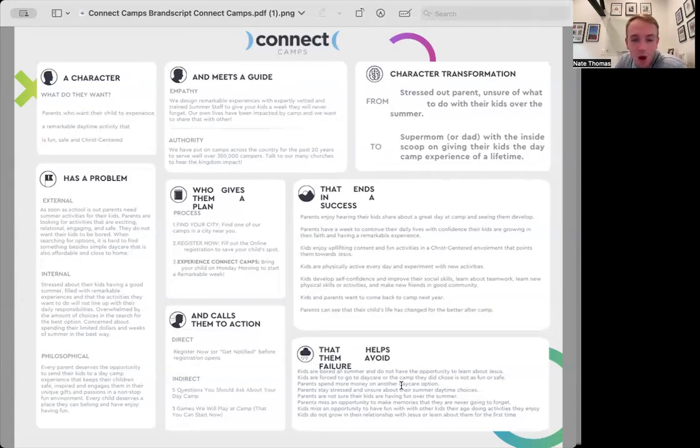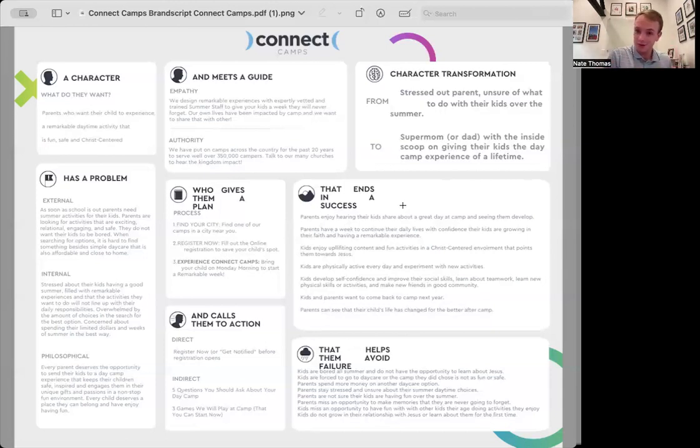So, all in all, our character, we know who they are. We've talked about their problem. We've established us, our church and Connect, as the guide. We've given them a plan and called them to action, painted a picture of success, and even said, we're not messing with this failure. So our parents have signed up for Connect Camps, and they've gone from stressed out, unsure what they're going to do over the summer, to the super mom or dad with the inside scoop on giving their kids the day camp experience of a lifetime. So that's a brand script.